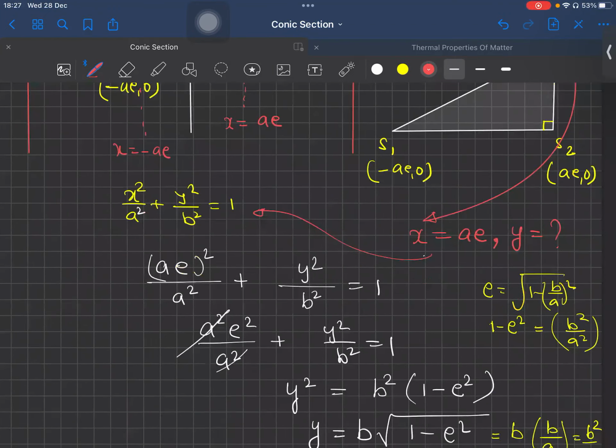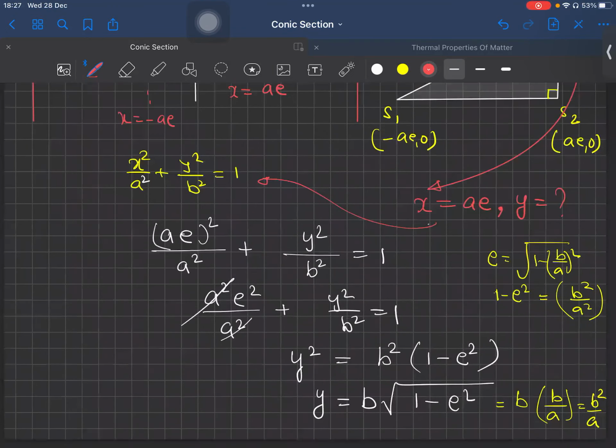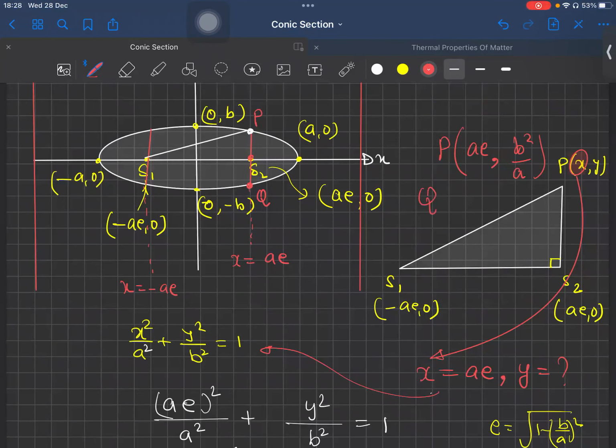Now, if this point is P, let's say this point is Q, the end of the latus rectum. So what will be the coordinate of Q? It will be ae comma minus b square upon a, because it is on the downward side. Okay, you're getting it or not? Am I going too fast? No, sir. Yes, sir.